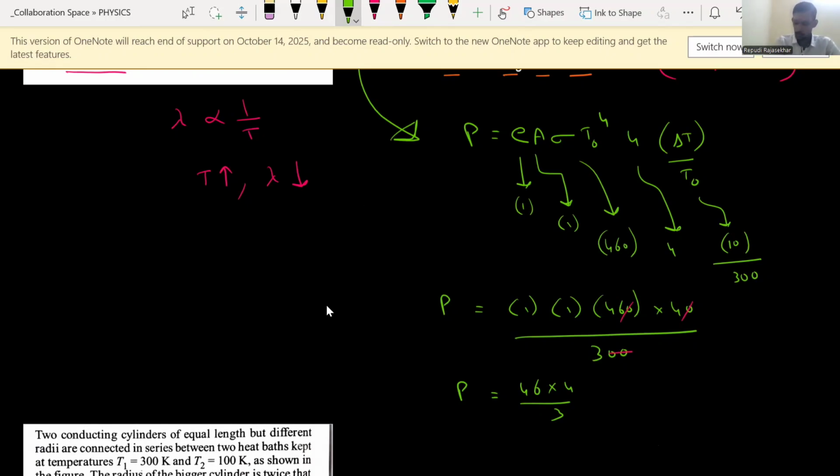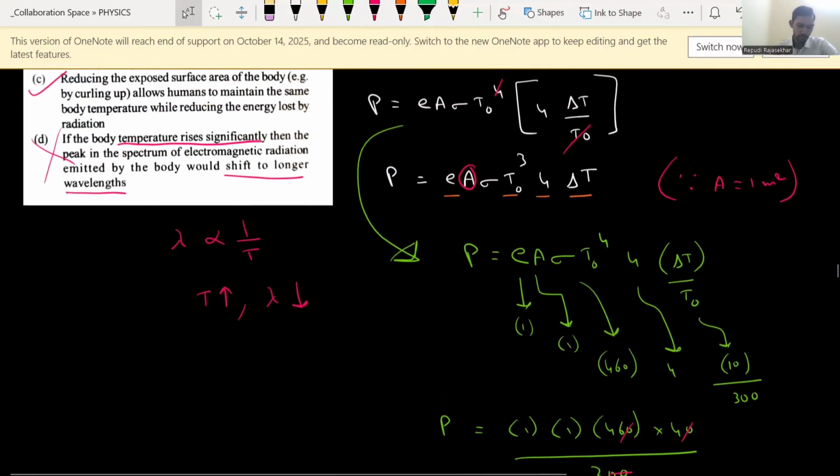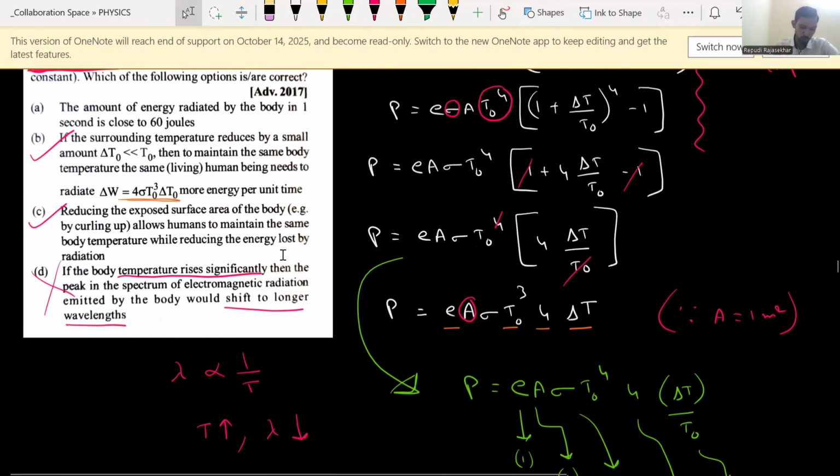Just let me check this one. So this is 46 into 4, right, 46 into 4 whole divided by 3. So its answer is 61.33. This much is the energy radiated per second we got. The 61.33 means nothing but it is a close value to 60 joules. So yes, option A is also correct.